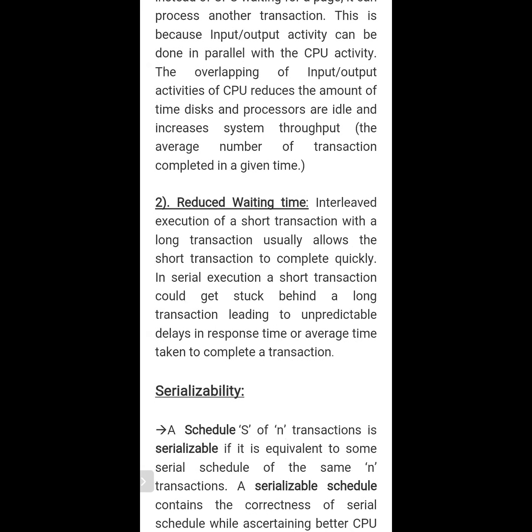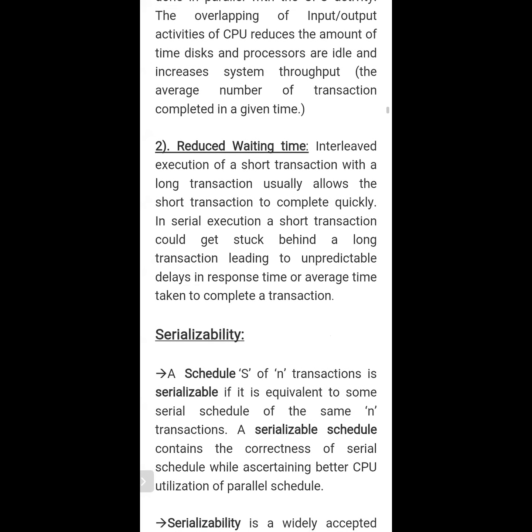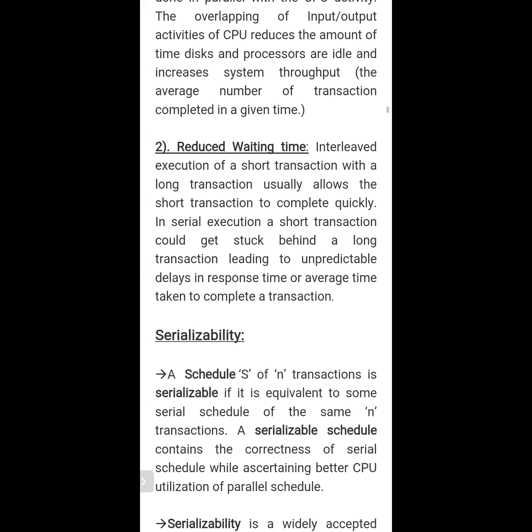So next, reduce waiting time. Interleaved execution of short transactions with a long transaction usually allows the short transactions to complete quickly. If you observe serial transactions, context switching is not performed until the completion of all instructions. But in the case of interleaved execution, we consider only short lines of instructions. Am I right or not? Why? Because the remaining lines of the instructions are executed next. So that's why only short lines of instructions are considered, and those are executed very fast. Am I right or not? So here we are reducing the waiting time also.